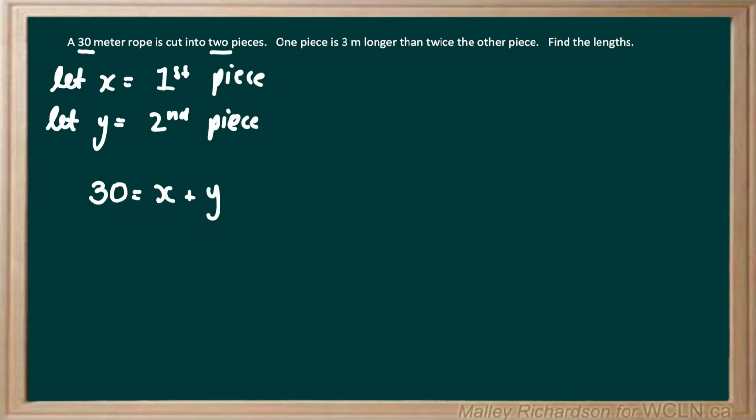Now to find our second equation, we're going to take a look at our second sentence. One piece, we'll define as x, our first piece, is 3 meters longer than twice the other piece. We'll define this as y, our second piece. So knowing this, we have one piece, x, is always means equals, so we'll write our equal sign, 3 meters longer than twice the other piece.